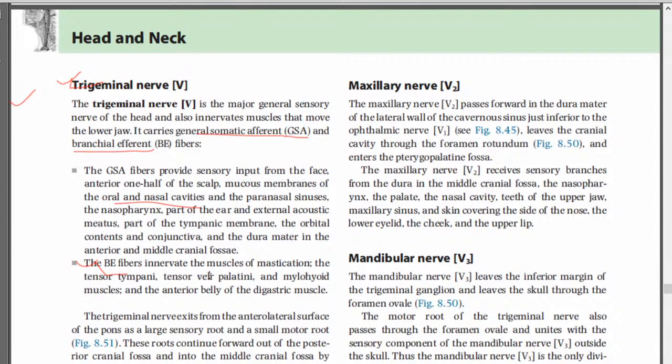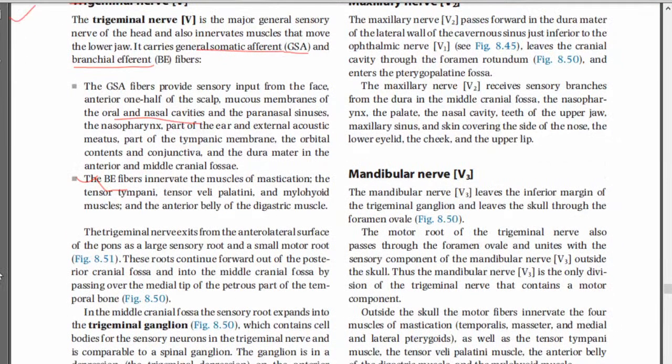The trigeminal nerve exits from the anterolateral surface of the pons as a large sensory root and a small motor root. The roots continue forward out of the posterior cranial fossa and into the middle cranial fossa, passing over the medial tip of the petrous part of the temporal bone.